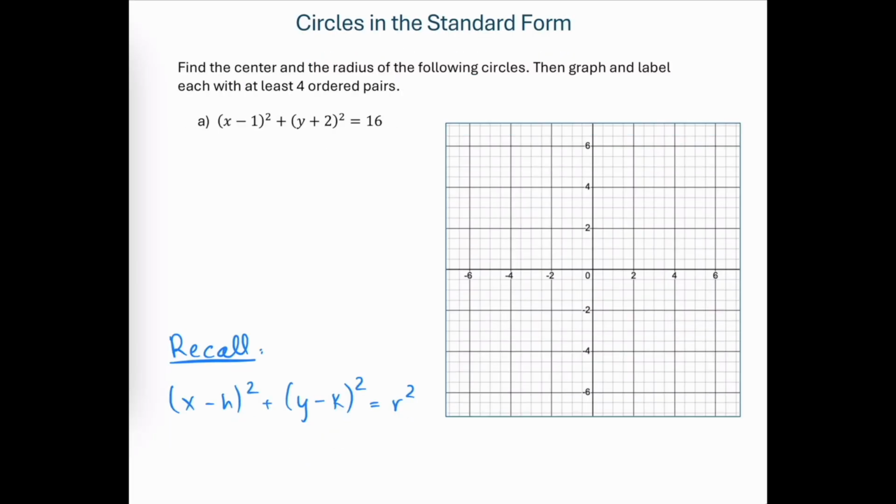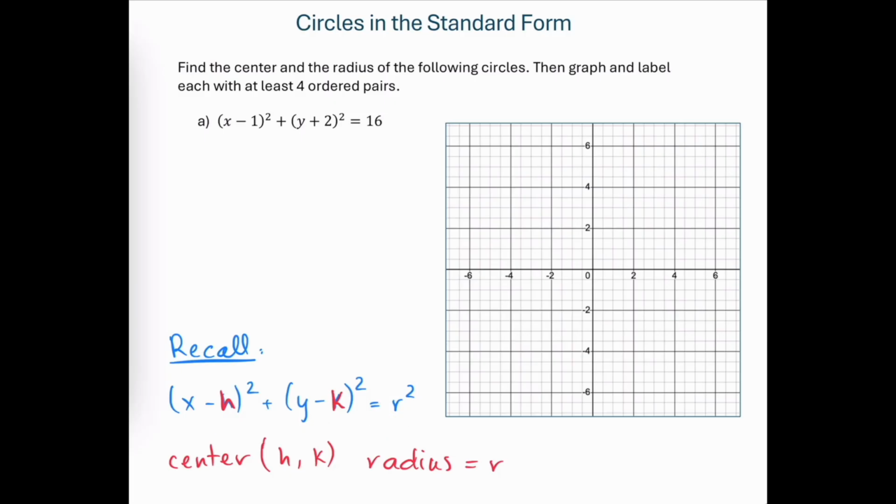And when our circle's equation is in the standard form, we can extract the center and the radius from that equation. The x-coordinate of the center is going to be the value h, located here. The y-coordinate of the center is going to be the value k, that's located here. And the radius of the circle is going to be the value r that we get by taking the square root of whatever number it is that's on the far right of this equation.